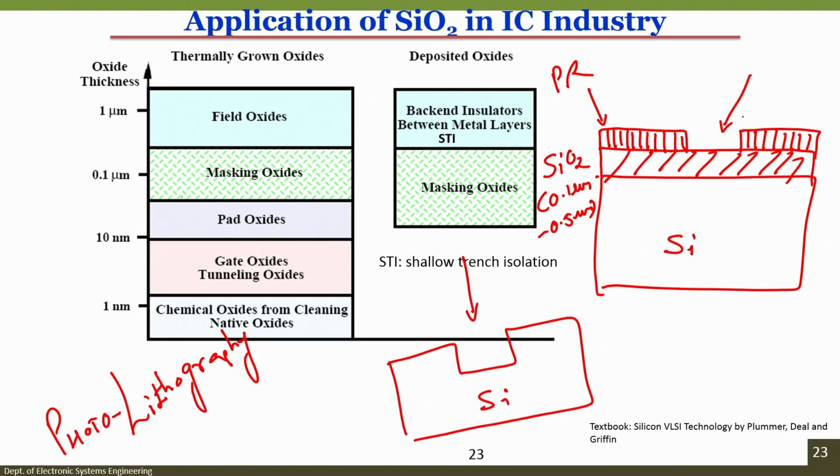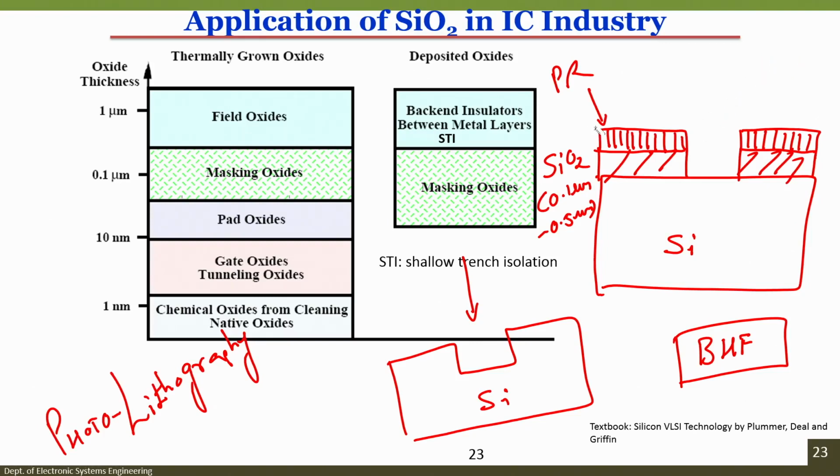Now, if I dip this wafer in BHF, BHF stands for buffered hydrofluoric acid. Buffered hydrofluoric acid will etch silicon dioxide. So, if I dip this wafer in BHF, what will happen? My silicon dioxide will get etched.